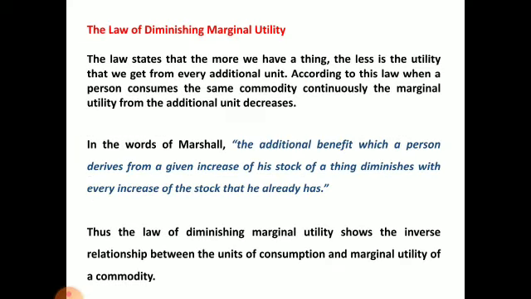Now let's go to the main law, namely the law of diminishing marginal utility. Now, what is this law of diminishing marginal utility? The law of diminishing marginal utility shows the inverse relationship between the units of consumption and marginal utility of a commodity. According to this law, when a person consumes the same commodity continuously, the marginal utility from the additional unit decreases.